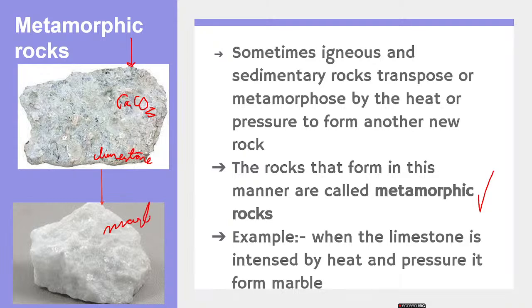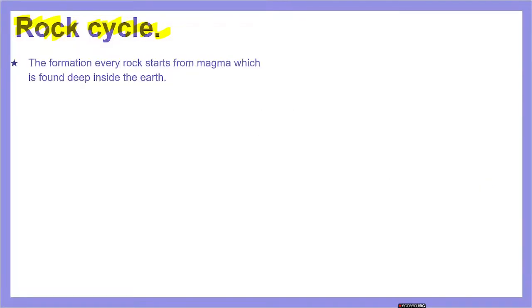My pen is not working properly, please bear with that. So this limestone is getting changed into marble, but the chemical composition is remaining the same, means the external characters are changing because of heat and pressure. The important role here is played by whom? The heat and the pressure.